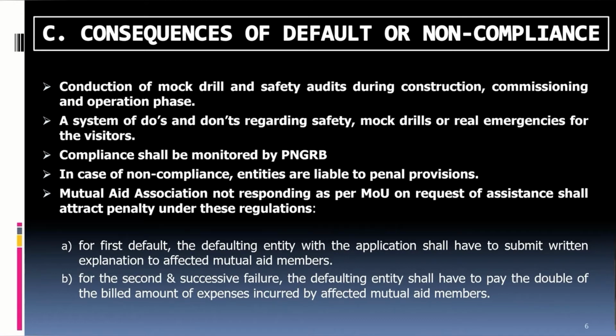If any entity fails to achieve these standards, they are liable to certain penal provisions. If any mutual aid association does not respond on the request of assistance, they will attract penalty. For first default in response, they will have to give a written explanation to the affected mutual aid members. For second and successive failures, they will have to pay the double of the amount of expenses incurred by the affected mutual aid members.